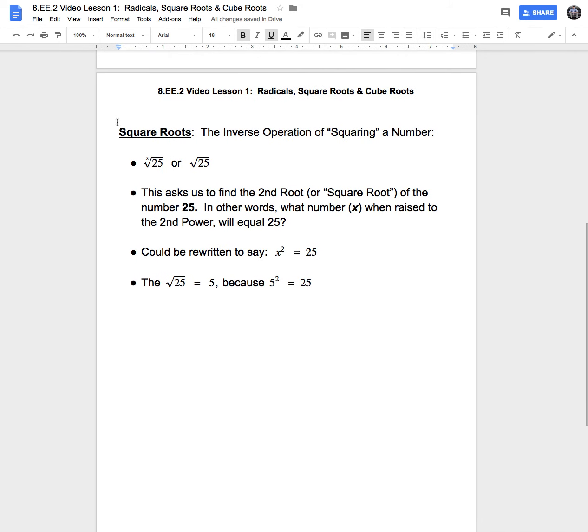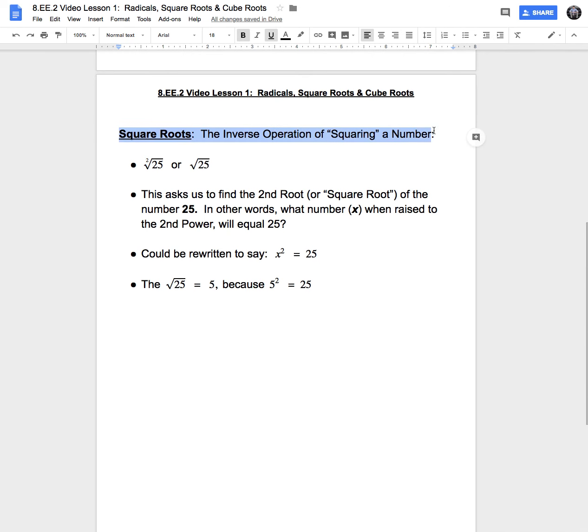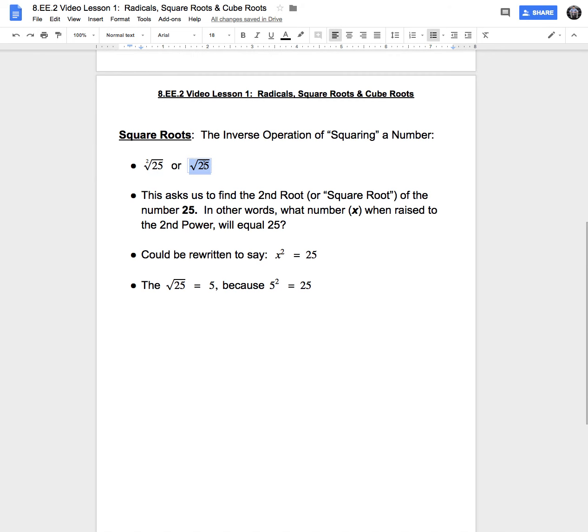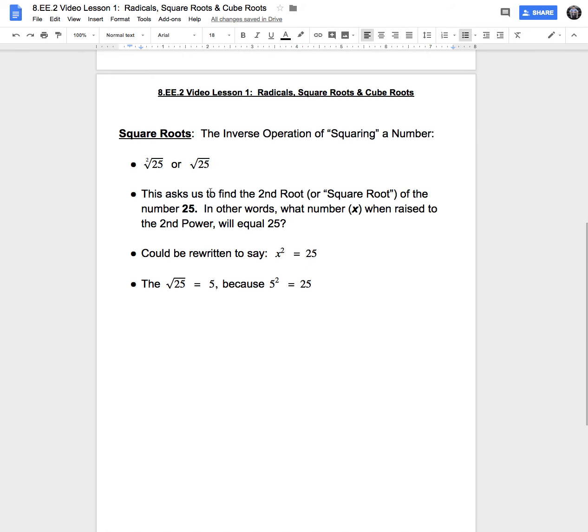A little more focus on the square root. The square root again is the inverse operation of squaring a number. We can show the square root with a radical that has a 2 on the foot, but more likely they're not going to put any number on the foot, and that means you need to take the square root. That's the first root we can find. Another way to understand the square root is that this expression, the square root of 25, is really saying what number to the second power equals 25.